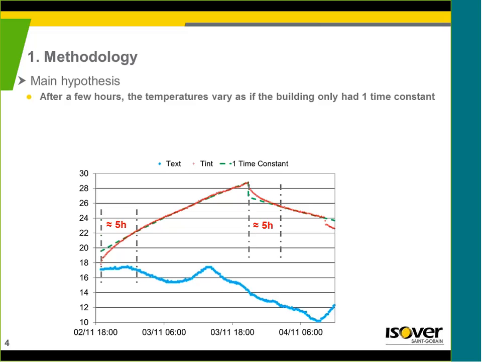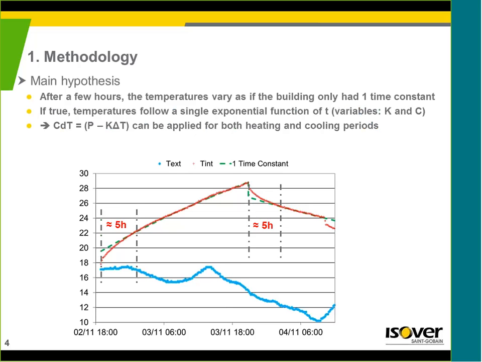So if our hypothesis holds, then, as I said, temperatures follow a single exponential function of t. It's even simpler than the equations that Geert presented. If we put this into an equation, we only write C, the inertia, multiplied by the temperature derivative with respect to the small t, is equal simply to the power minus the heat loss coefficient times the temperature difference between inside the building and outside the building.